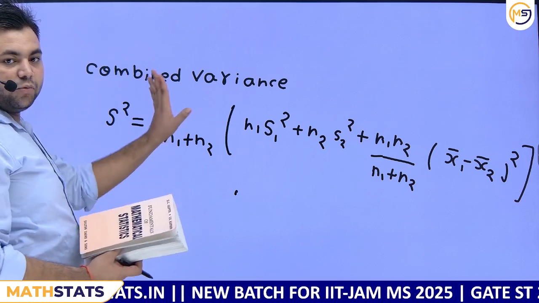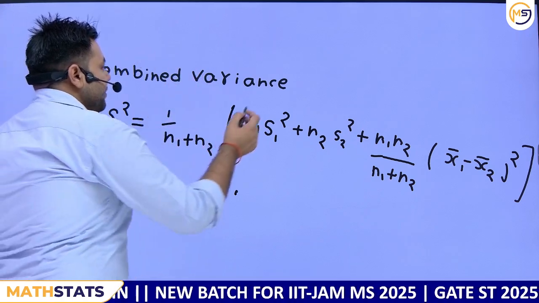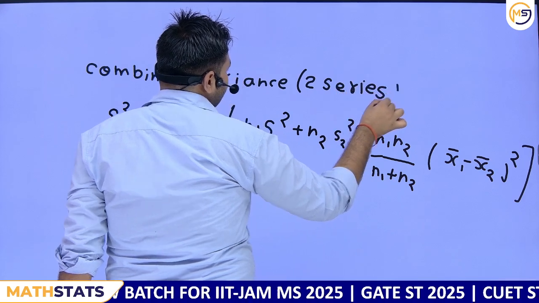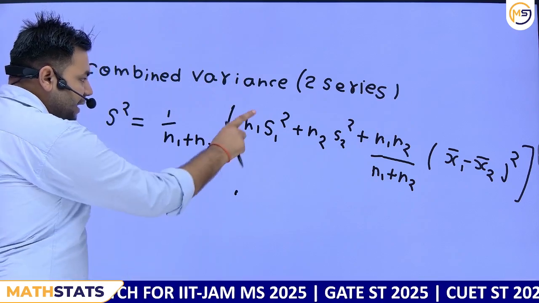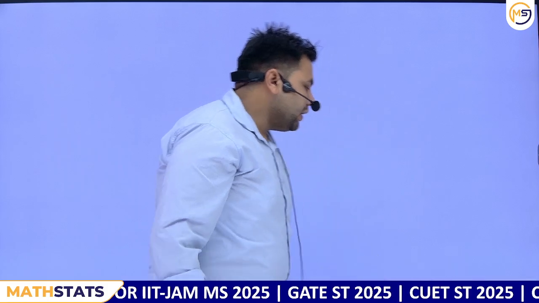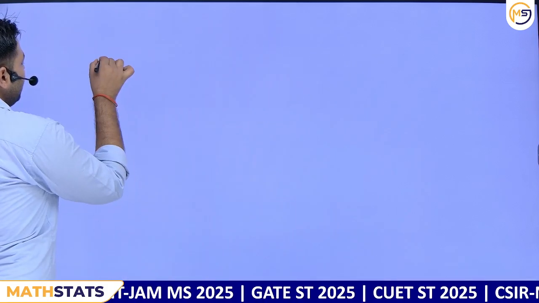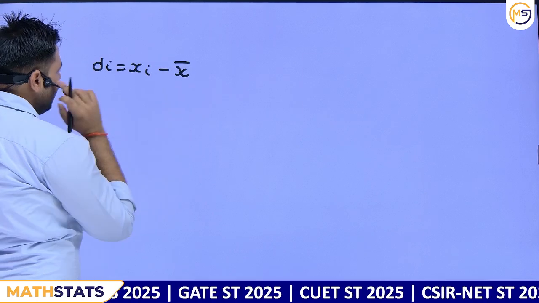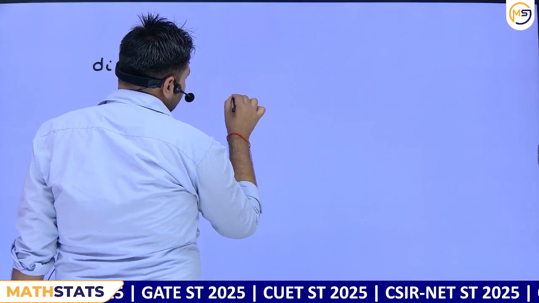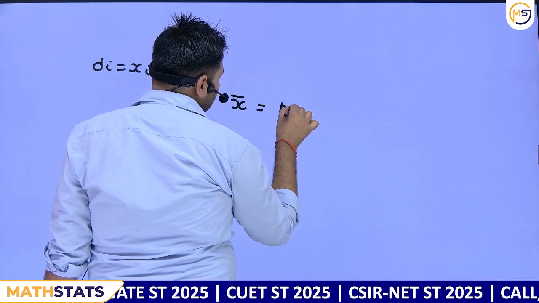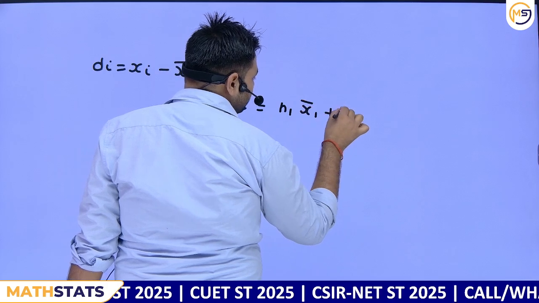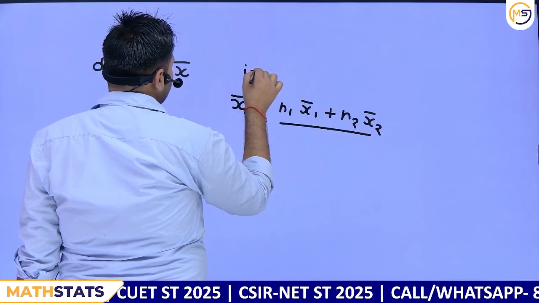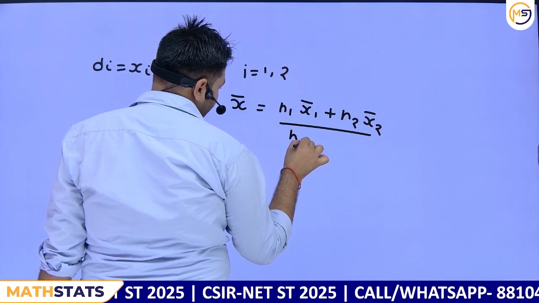So this is the formula of combined variance of two series. Remember this. Now this formula is also equivalent. Suppose I define di equal to xi minus x bar, and this x bar is the combined mean, equal to n1 x1 bar plus n2 x2 bar. I am talking about two series.